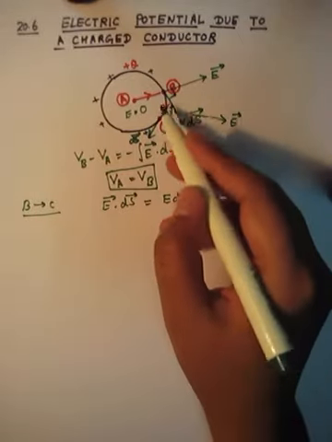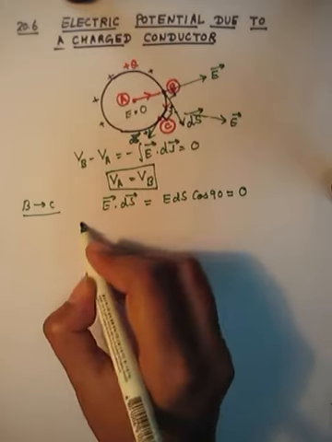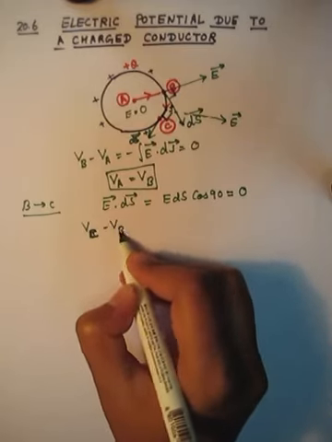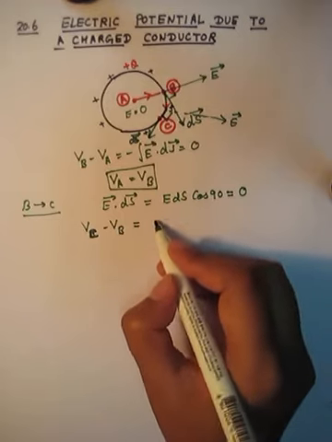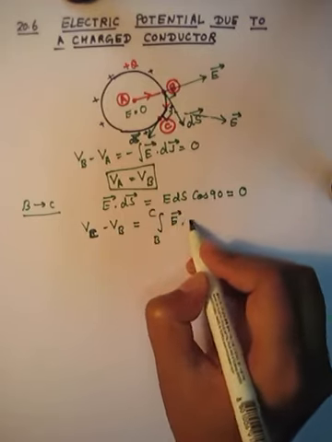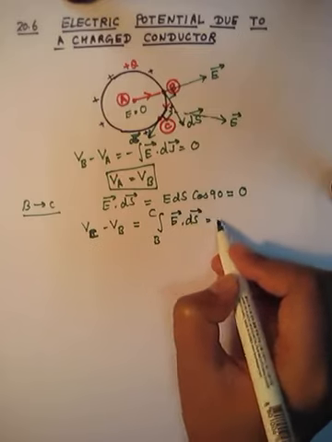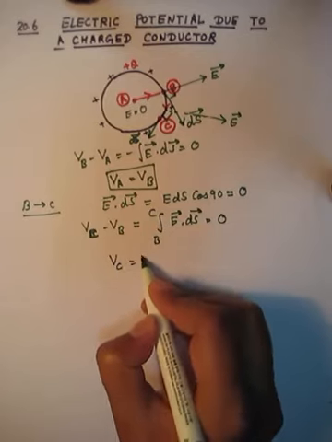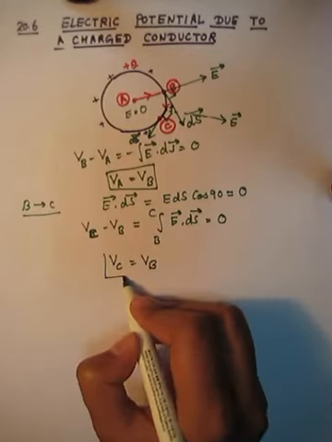So when we integrate it from B to C, what we'll get is Vc minus Vb will be equal to the integral from B to C of E vector dot ds vector, which should be equal to 0. So we can say that Vc is equal to Vb.